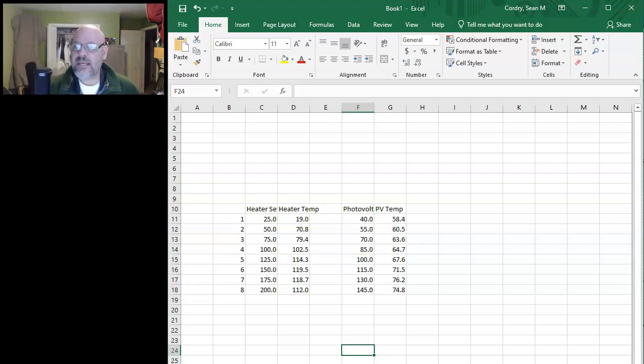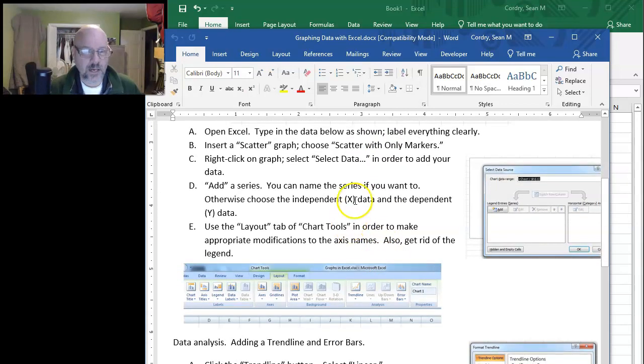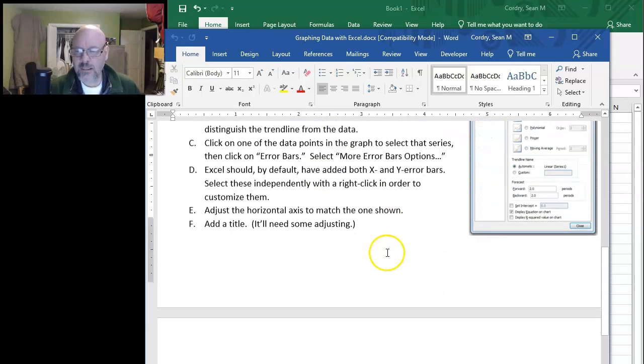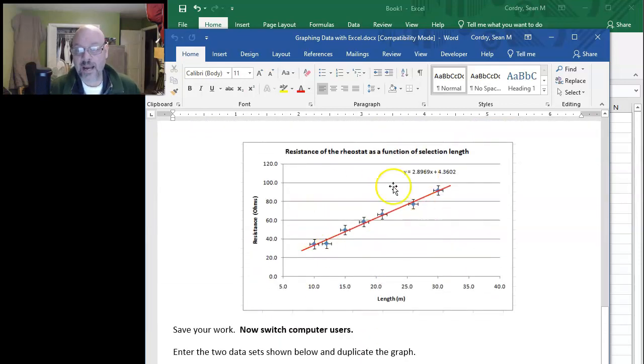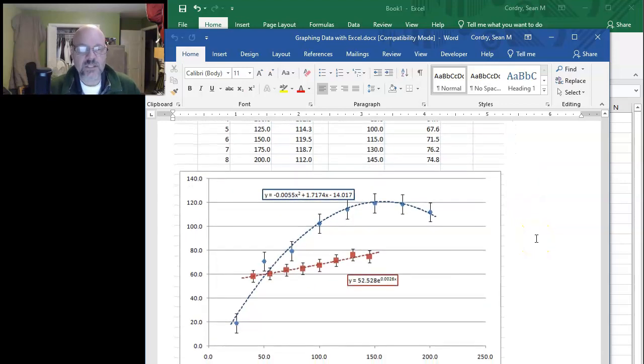Now, there is a file that's got the data points in it here, so don't worry about trying to write those down. You can get to that. And there's some instructions here. And this is the graph that we're going to make. Then there's another graph I want you to make, and it involves having two sets of data, and I'm going to show you how to put two sets of data onto a single graph. Okay, so that's what we're going to do.